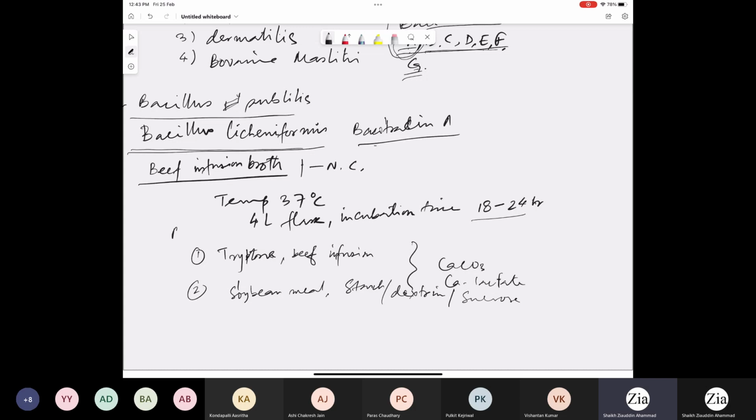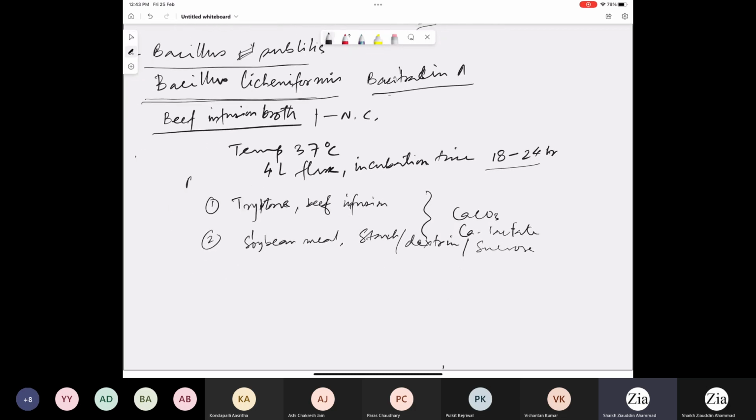So essentially, you need to provide nitrogen and carbon in the system, and for precipitation, you just use some calcium salt. Now, when you try to grow this Bacillus in surface culture versus submerged, you can see a significant difference.